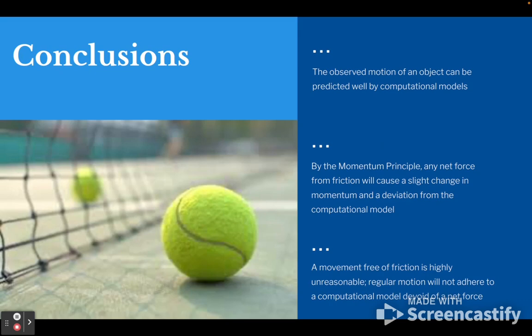Some conclusions. The observed motion of an object can be predicted well by computational methods. By the momentum principle, any net force from friction will cause a slight change in momentum and a deviation from the computational model. A movement free of friction is highly unreasonable. Regular motion will not adhere to a computational method devoid of a net force.